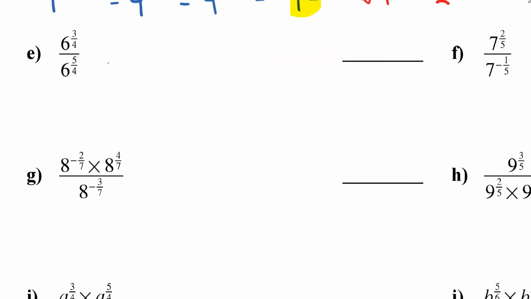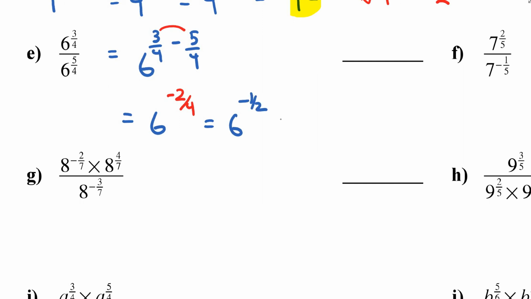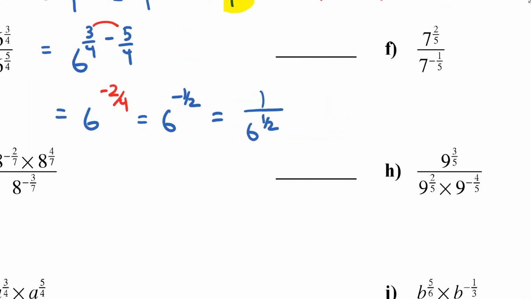And for letter E, if you're dividing, you are now subtracting the powers. So just set your expression up like that, and since the denominators are the same, you can just subtract the numerator. So 3 minus 5 is negative 2, so negative 2 over 4. This is 6 to the power of negative 1/2, which is the same thing as 1 over 6 to the 1/2. So that's your final answer for letter E.